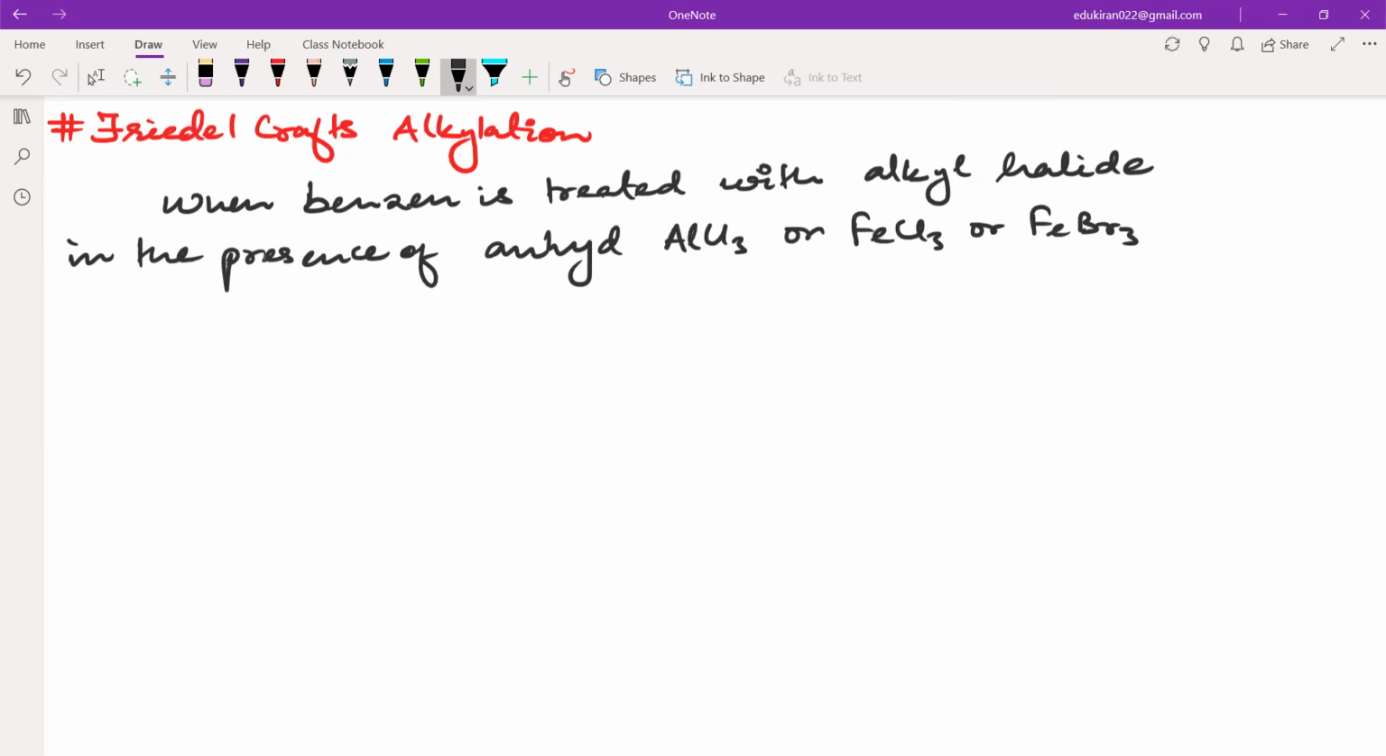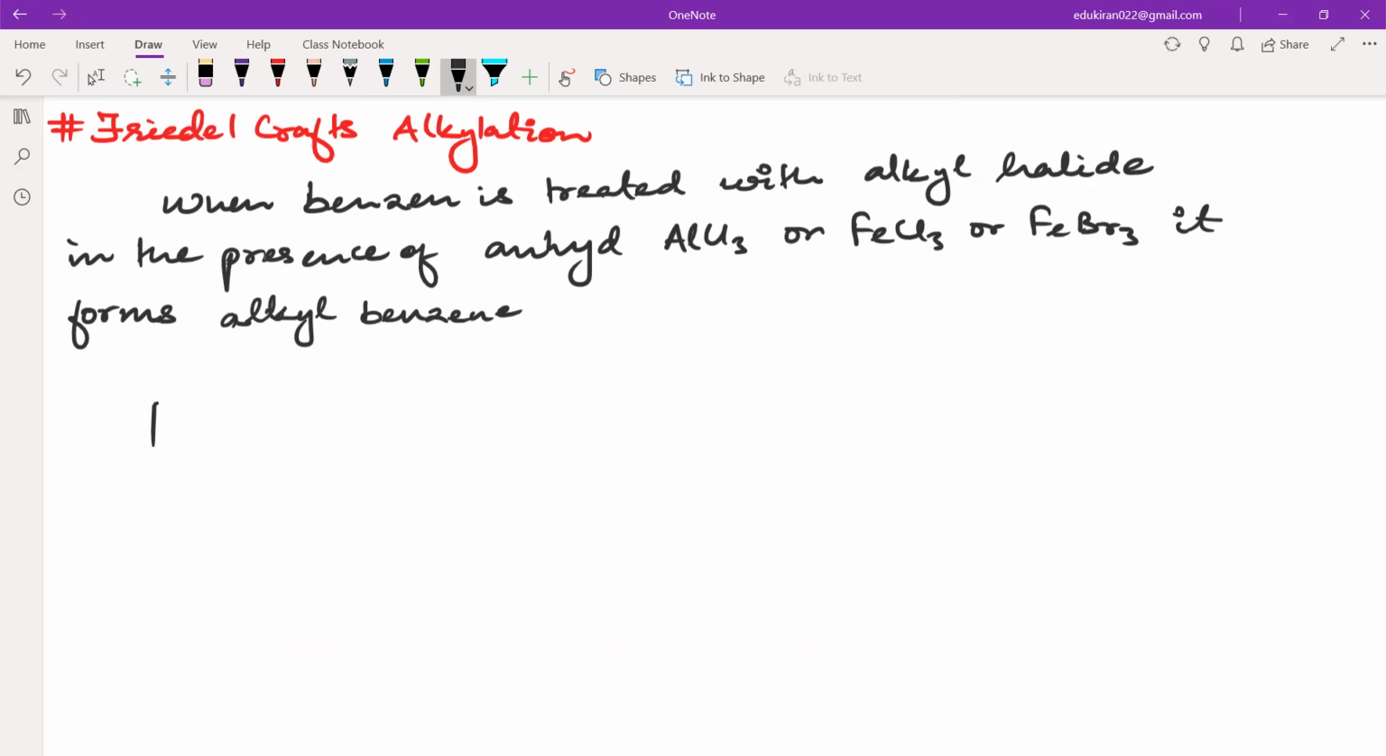And there is a question also in NCERT which says, is there any other reagent that we can use other than anhydrous AlCl3 for the Friedel-Crafts alkylation? So yes, FeCl3, FeBr3, these are the Lewis acids that you can use. In the presence of anhydrous AlCl3, FeCl3 or FeBr3, it forms alkyl benzene.